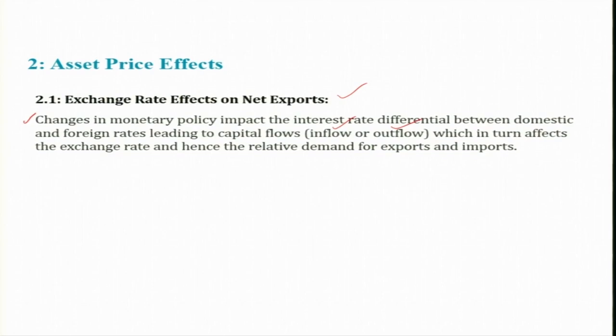So, when depreciation happens, the lower value of domestic currency makes domestic goods cheaper than foreign goods. Then our goods and services become cheaper, thereby causing a rise in net exports. That means the demand for our exports increases as compared to imports. As a result, net exports increase, hence aggregate demand increases.